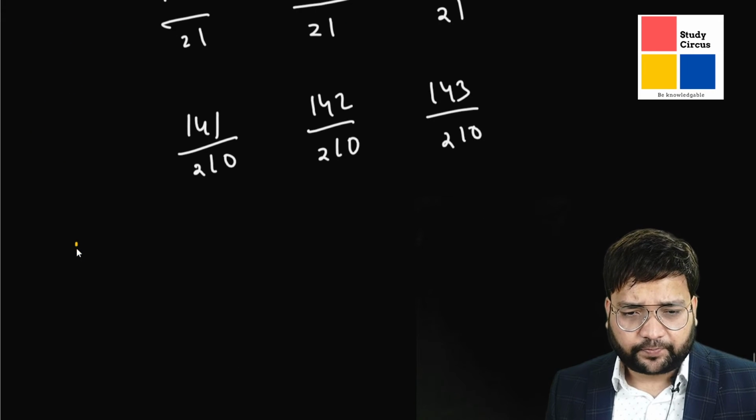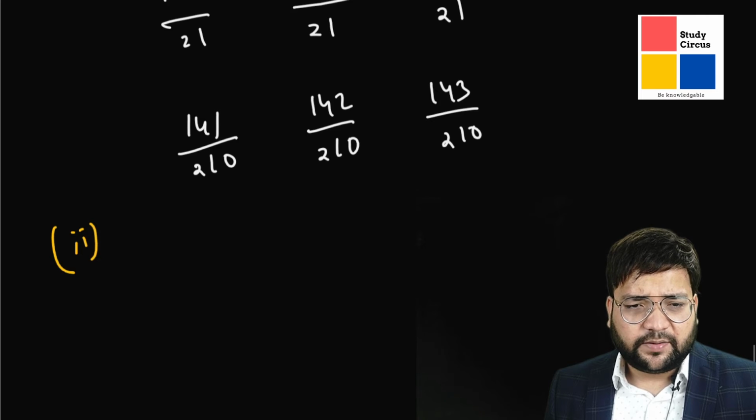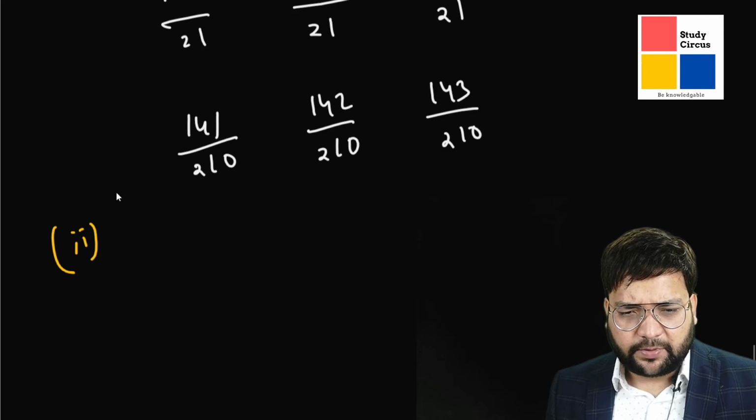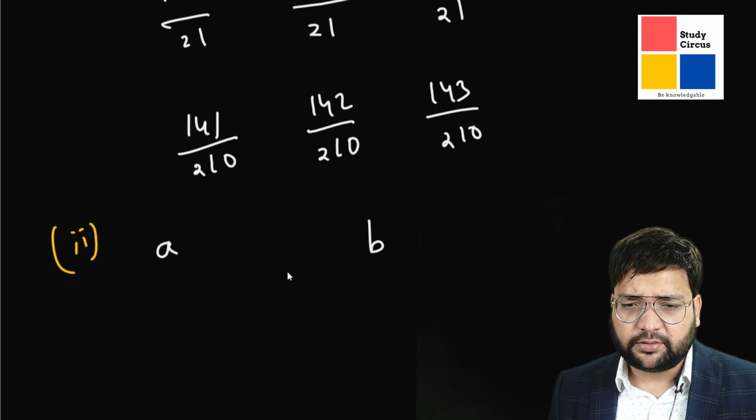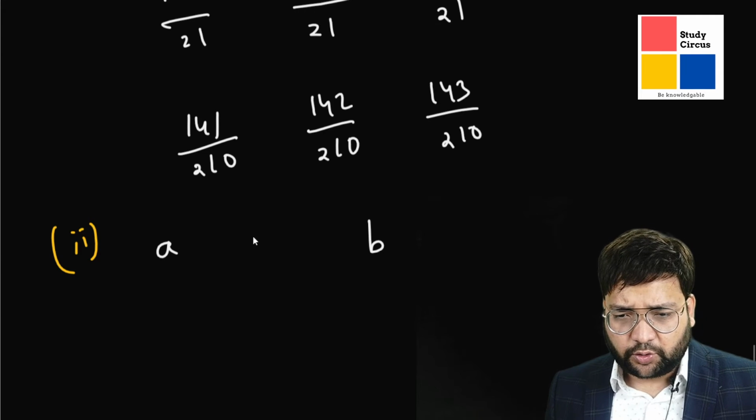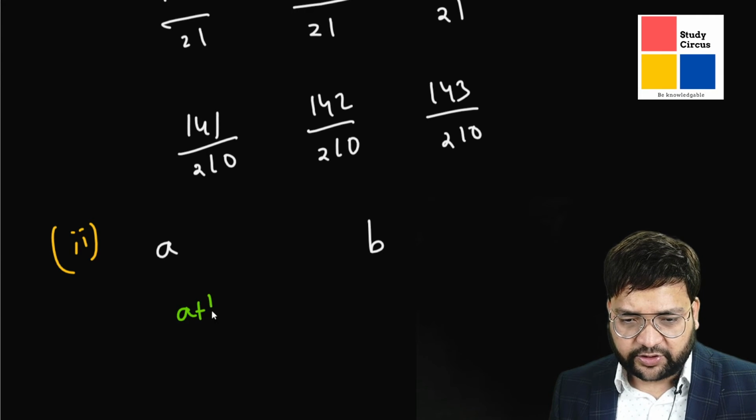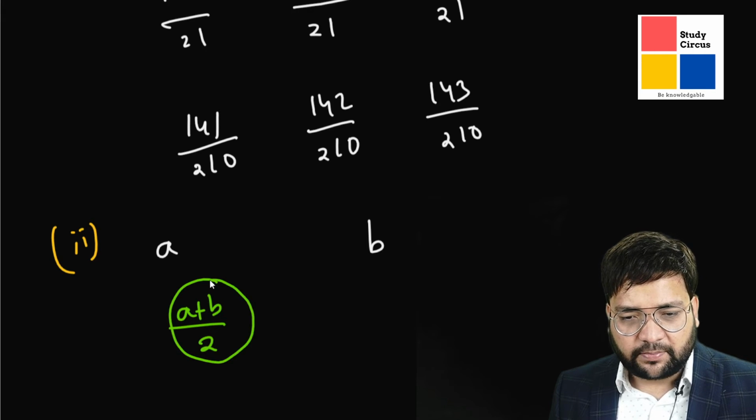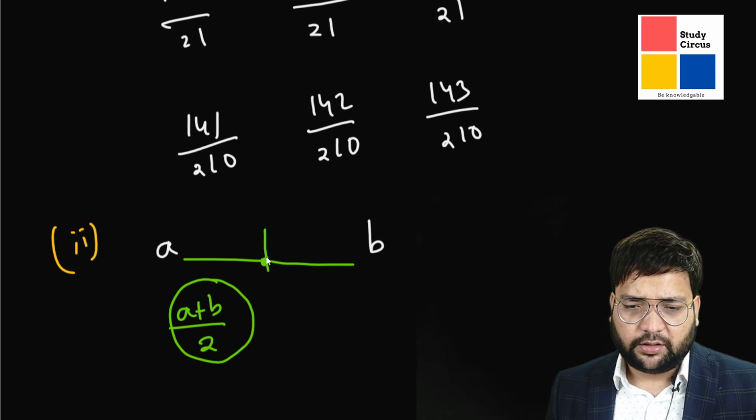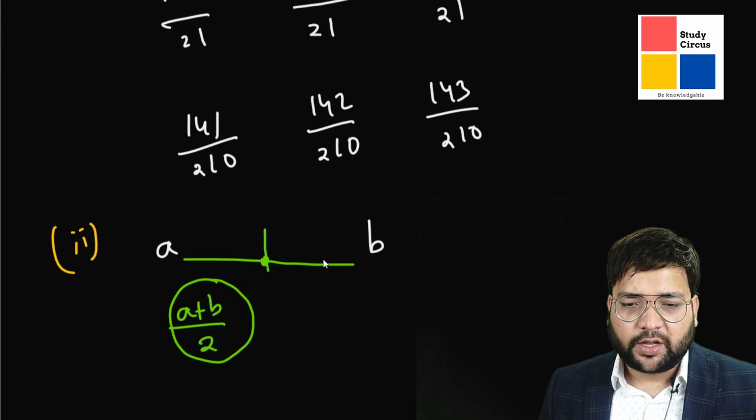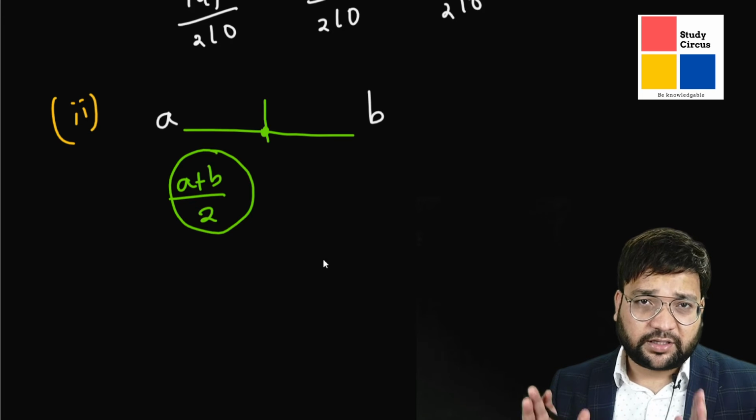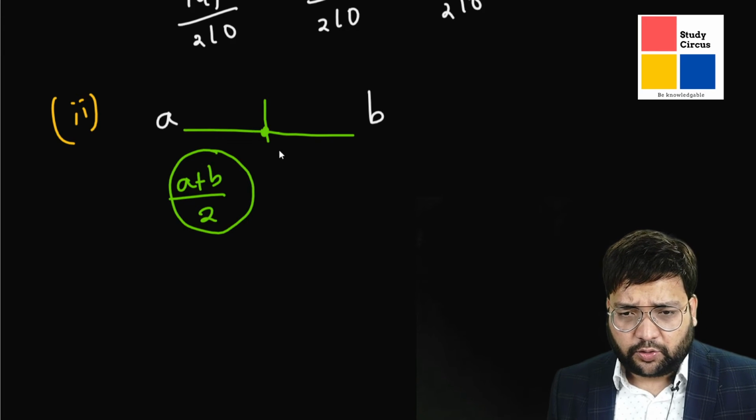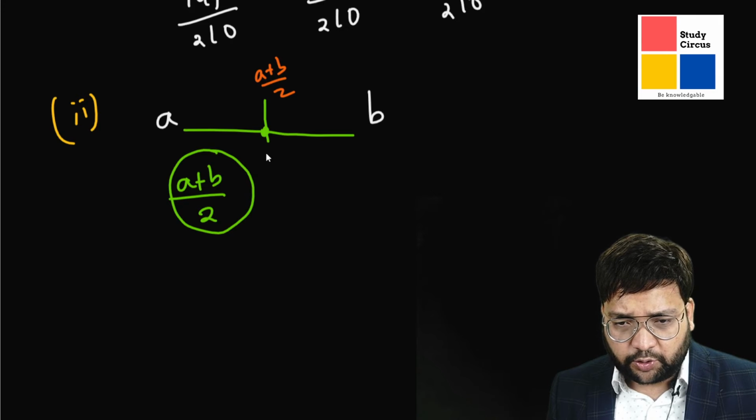Another method can be by finding the mean. Let's say you have to find numbers between a and b. Two numbers are given. The mean means the average. a plus b upon 2 will be a number in between. This is the midpoint, equidistant from a and b. So a plus b upon 2 is a number in between the two, greater than a and less than b, if I say that a is less than b. So this number here is a plus b by 2.